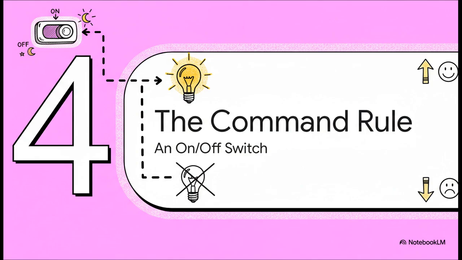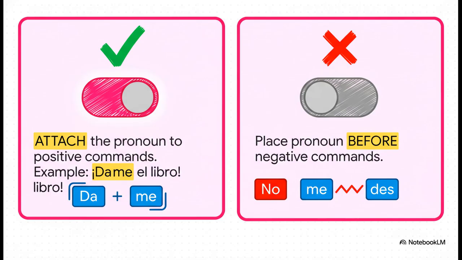Okay, let's move on to our final special case, commands. The absolute easiest way to remember this rule is to think about a simple on-off light switch. If the command is positive, on, you do one thing. If it's negative or off, you do the complete opposite. This makes it so clear.